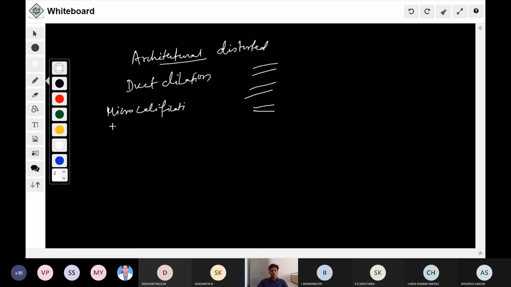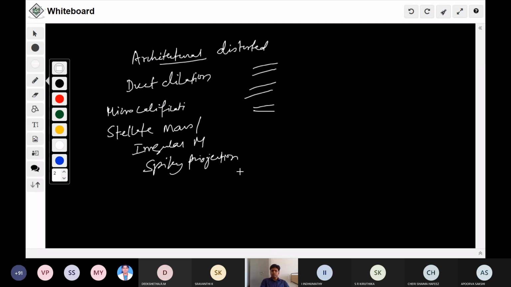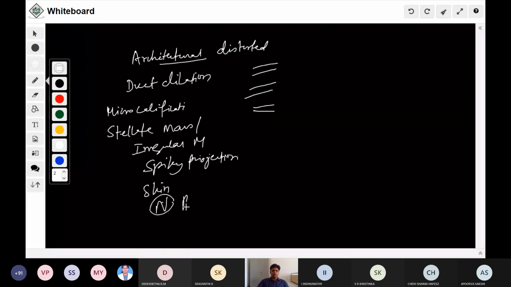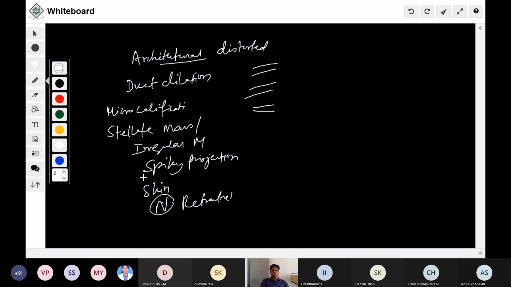And other than calcification, the mass will have a shape that you can describe as a stellate mass, with irregular margins and spiky projections. Okay, so these are some characteristic features of mammogram suggestive of malignancy. And another important thing is the skin will be thickened and the nipple will be retracted. So these are some features of malignancy when you are doing mammogram.